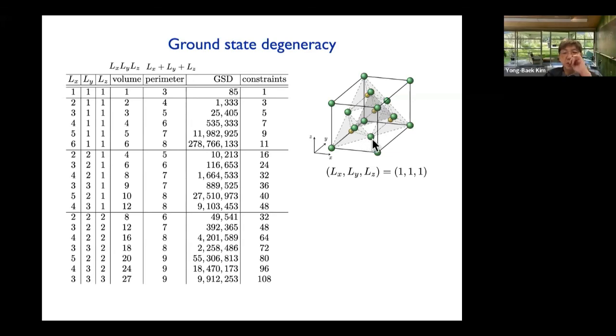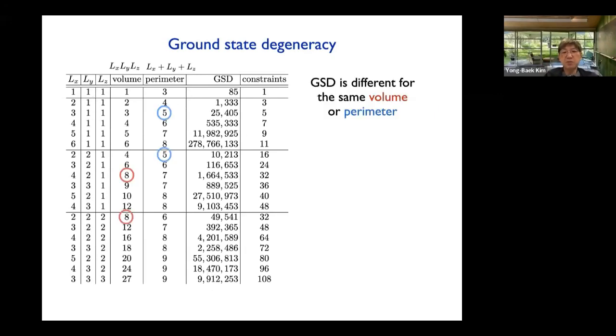So for example, here I'm showing you some unit of up tetrahedron and down tetrahedron. Remember that these greens are up tetrahedron, these yellows are down tetrahedron. So when I said Lx, Ly, Lz equals 111, I'm talking about this unit. And with this unit, the ground state degeneracy is 85. But now you can keep increasing the system size. You can change the system size, and you can have all kinds of degeneracy.